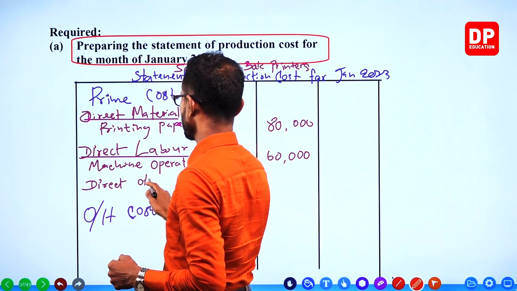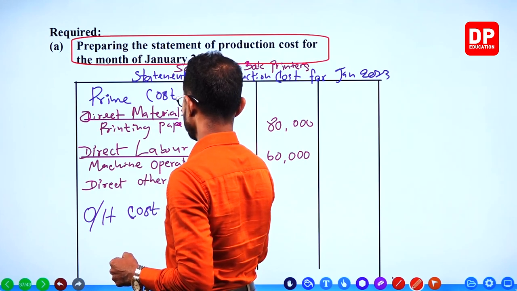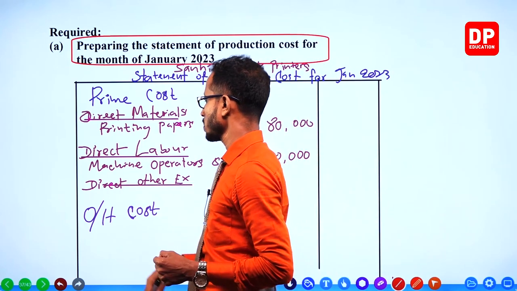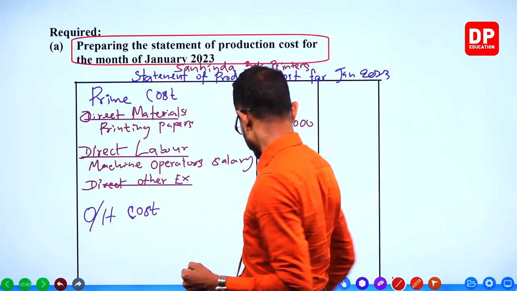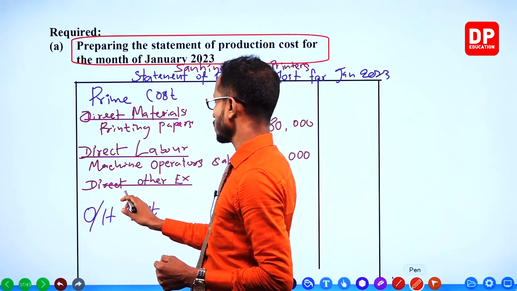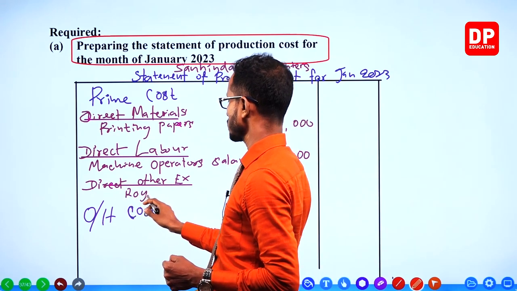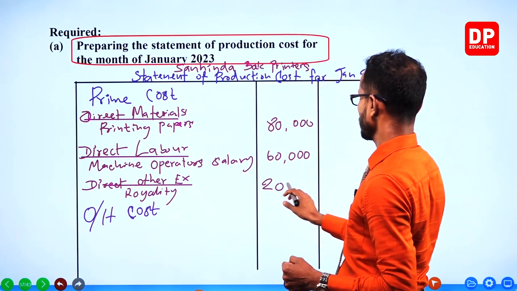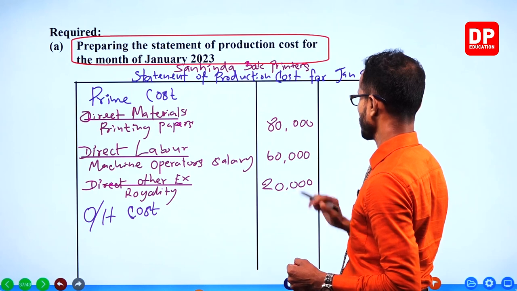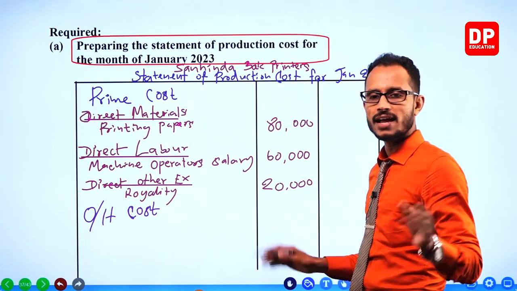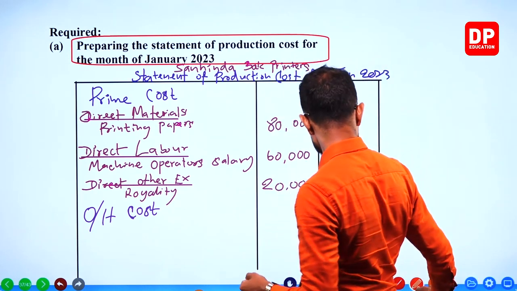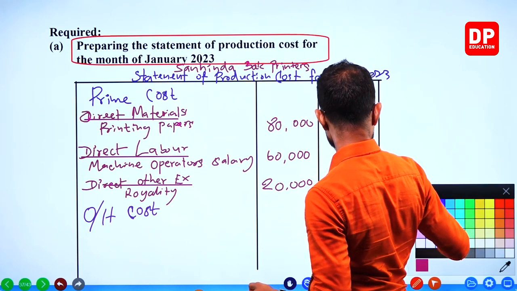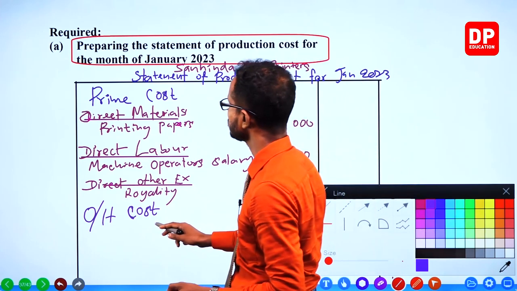Direct other expense. Royalties, 20,000. There we go. Done. Next, overhead cost.